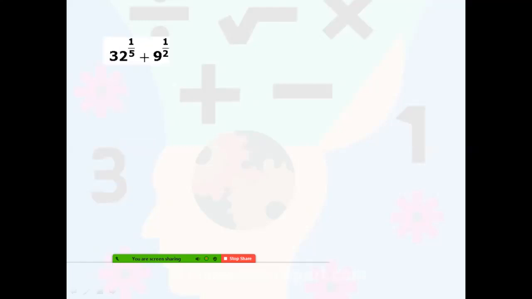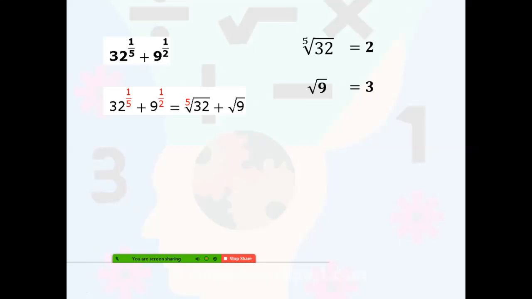That's how we got 243. Okay, the next question is also a similar one. The only difference is that you need to add both of them. All you need to do is solve them separately. Here you will find the fifth root of 32 and the square root of 9. As you know, we don't write the 2 when there is a square root; the root itself means square root. The fifth root of 32 is going to give you 2, and the square root of 9 is going to give you 3. Then just add both of them. 2 plus 3 is going to give you 5.